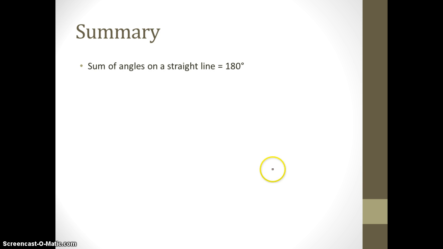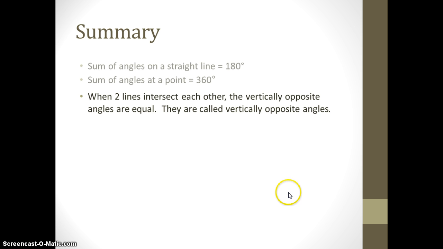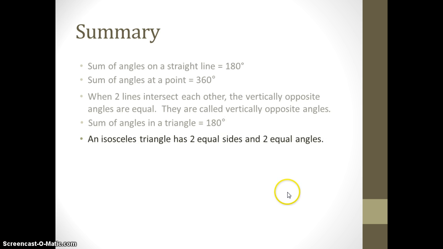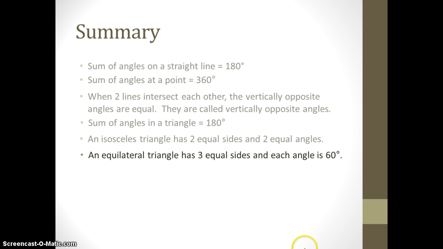Let's summarize. Sum of angles on a straight line is 180 degrees. The sum of angles at a point is 360 degrees. When two lines intersect each other, the vertically opposite angles are equal. They are called vertically opposite angles. The sum of angles in a triangle is 180 degrees. An isosceles triangle has two equal sides and two equal angles. An equilateral triangle has three equal sides and each angle is 60 degrees.